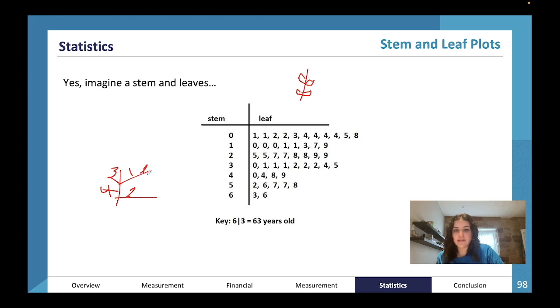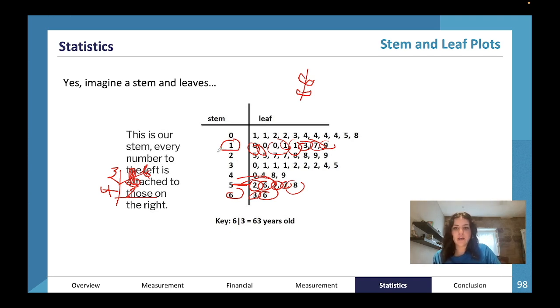Each leaf is a little number. This is the leaf 1 and 1. Then we have 2 leaves that are called 2, 1 leaf called 3, 4 leaves called 4, so on and so forth. So all it's showing you is that this piece of data here is 10, 10, 10, 11, 11, 13, 17, 19. This is 63, 66, 52, 56, 57, 57, 58. So you're just adding these 2 numbers together to create a full number. So instead of having to write 52, 56, 57, 57, 58, you just write the 5 once. Hopefully that makes sense. So this is our stem. Every number on the left is attached to those on the right.